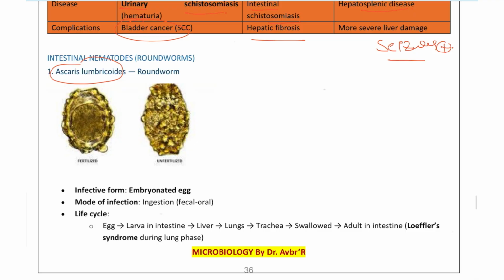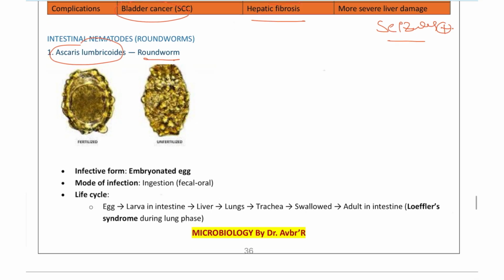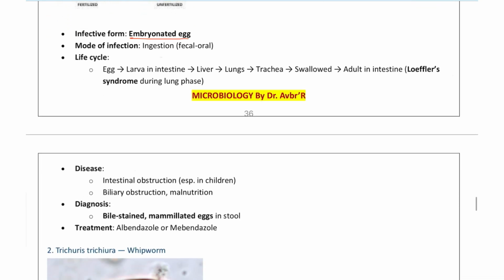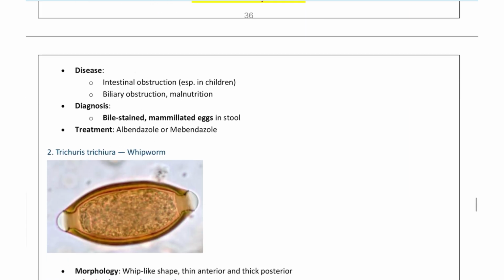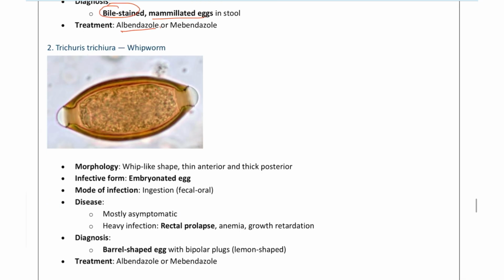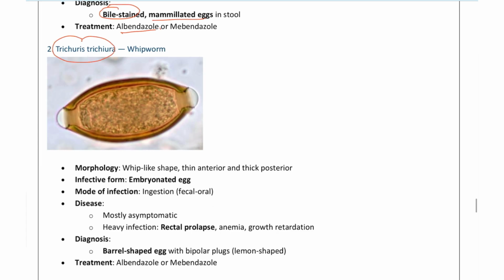This is Ascaris lumbricoides, a nematode, roundworm, most commonly due to infection from the embryonated egg, by ingestion through the fecal-oral route. If it enters the lungs, it can cause Loeffler syndrome. The diagnosis will be most commonly by stool examination, bile-stained, mammillated eggs in the stool. And albendazole is the treatment of choice. Next is Trichuris trichiura, where you are going to see the barrel-shaped egg with polar plugs, and rectal prolapse is a common complication associated with this one.